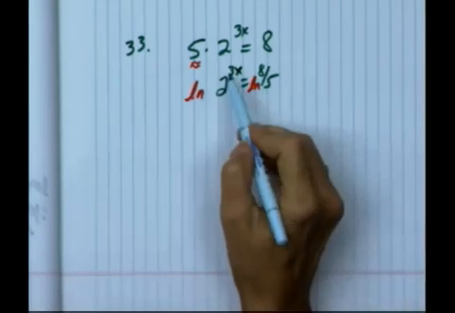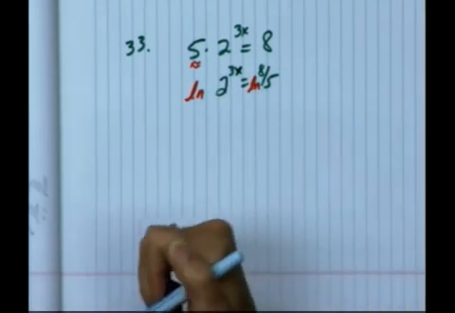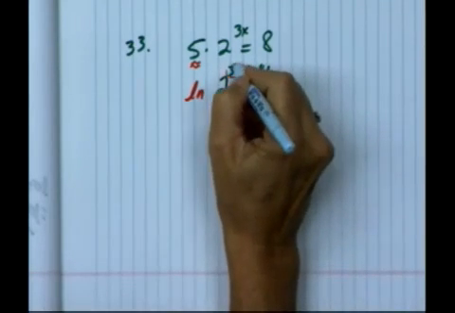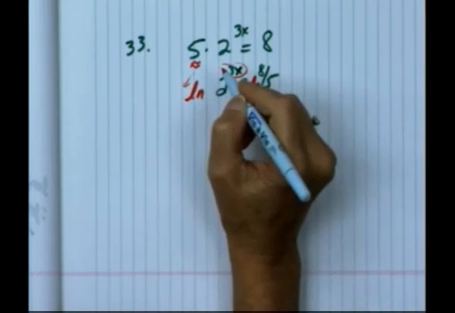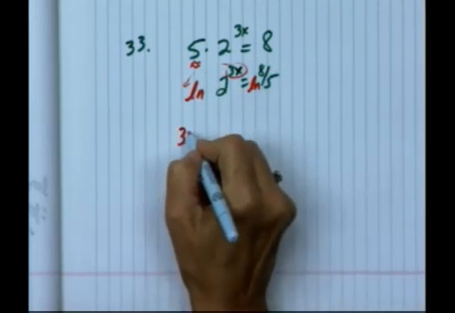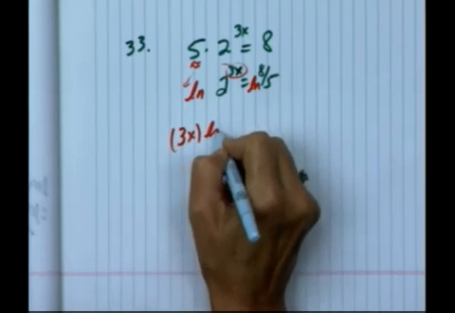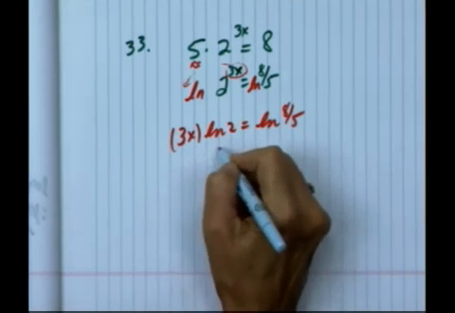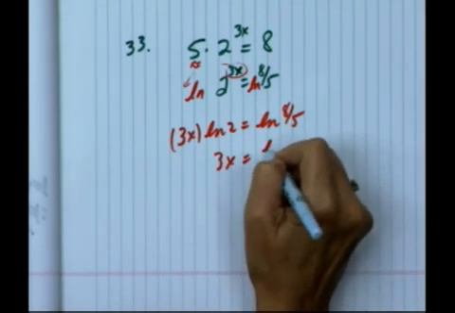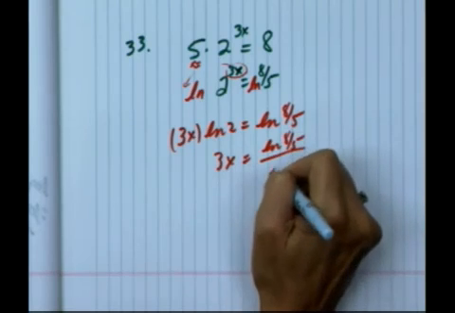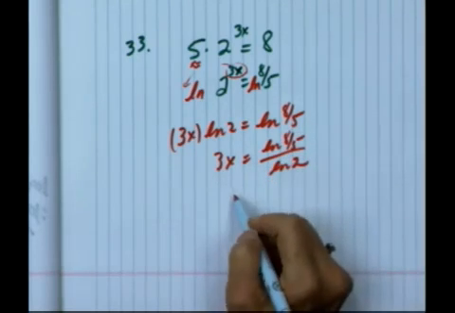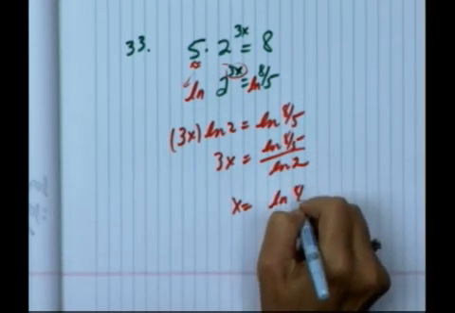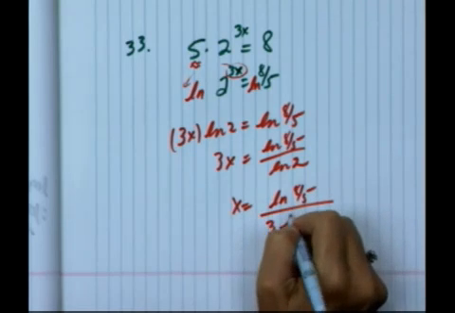And how's that going to help you get this 3x out of the exponent? You can put the 3x up. Okay, you just use that little property, property 5. That's 3x times the natural log of 2 is equal to the natural log of 8/5. 3x equals natural log 8/5 over natural log of 2. I'm just going to keep going. Divide by 3, so you got natural log of 8/5 over 3 times natural log of 2.